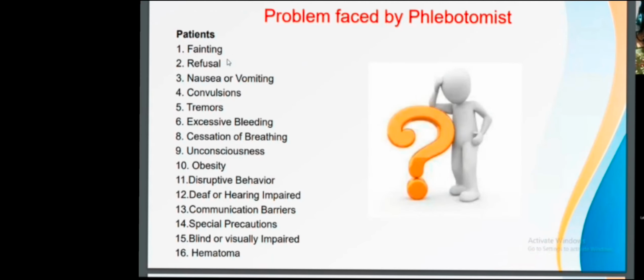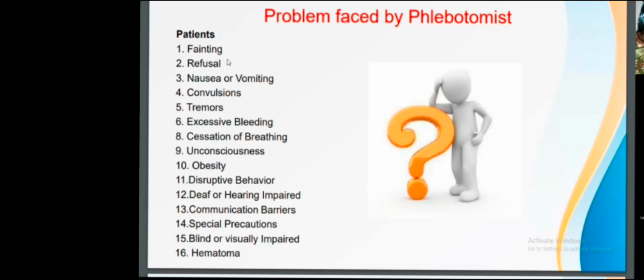What are all the problems faced by phlebotomists? Fainting. Gently guide the patient to a couch with patient attender or sister's help. Refusal. If the patient is refusing to give the sample, then inform the attender and the doctor and act according to their instruction. Nausea or vomiting. Guide the patient to the restroom. After patient settles down, do as per procedure.